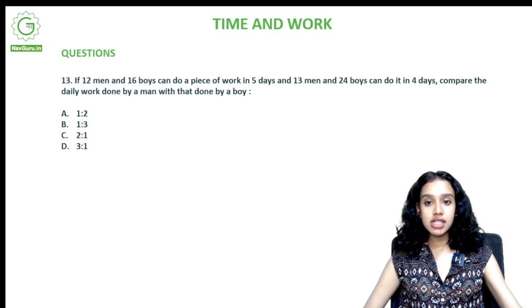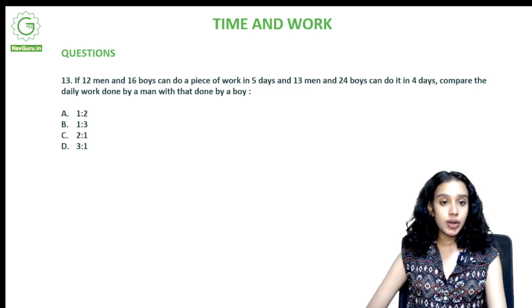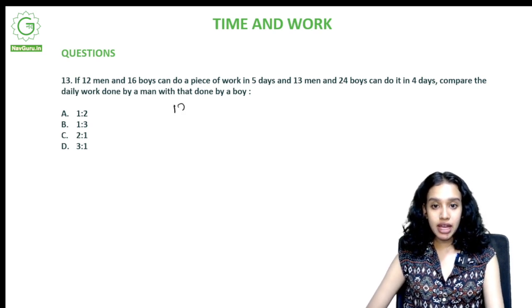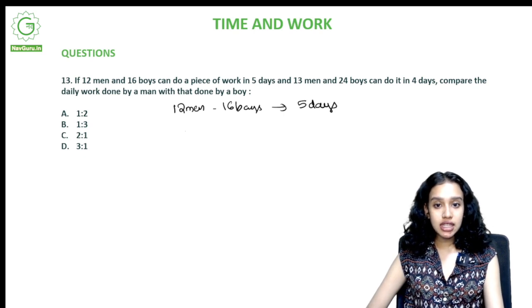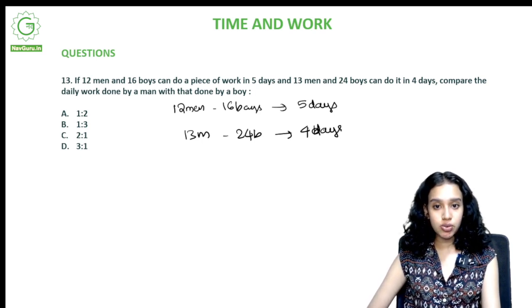If 12 men and 16 boys can do a piece of work in 5 days and 13 men and 24 boys can do it in 4 days, compare the daily work done by a man with that done by a boy. So 12 men and 16 boys do a piece of work in 5 days, right? And 13 men and 24 boys do the same amount of work in 4 days, right? So let's see how many days each one takes.